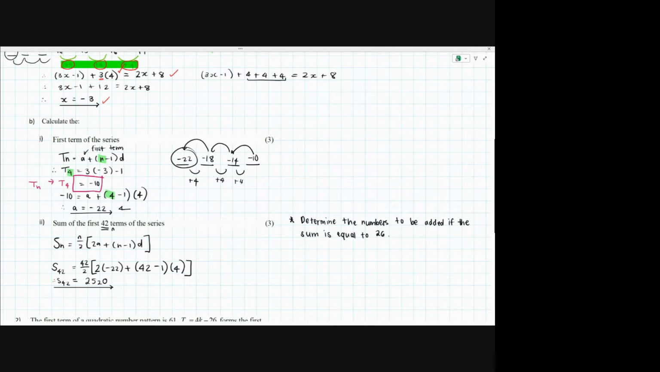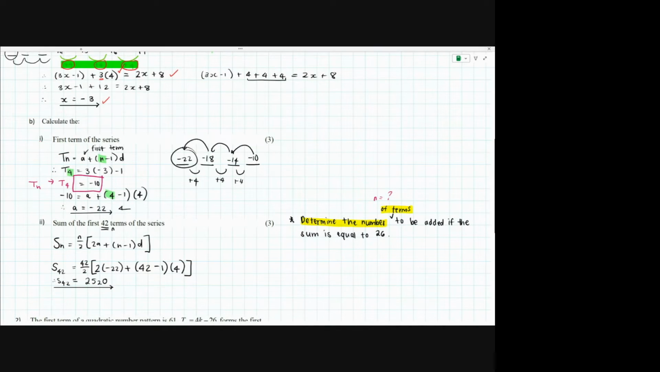Now, in this case, I've said to determine the numbers. I also can't speak English, apparently. Determine the number of terms. I do apologize. This is what happens when my brain doesn't work at the same speed as my mouth. There we go. The number of terms to be added if the sum is equal to 26. So what we're now doing, because the question says determine the number of, what I'm now asking you to do is determine n. So that phrasing is saying to me, I want to know the value of n.